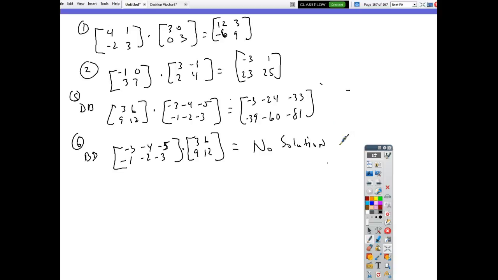I've got 3 here, multiplying by 2 numbers here. That's a problem. I'm missing a number. Since it didn't work, I write no solution, and I'm done. Life is good. So 5 times 6 is 30, right? Yeah. Need something to multiply by.